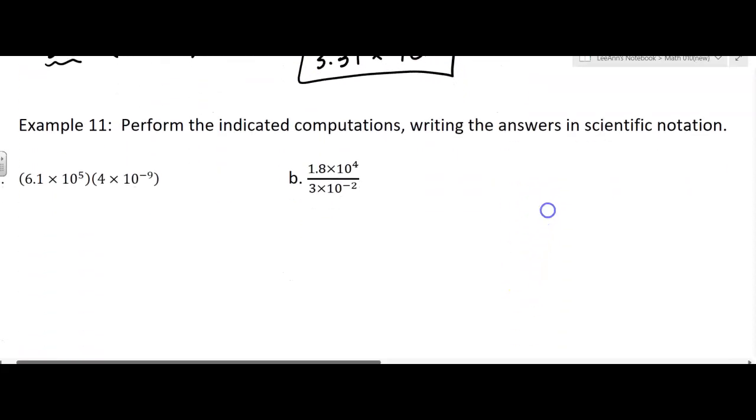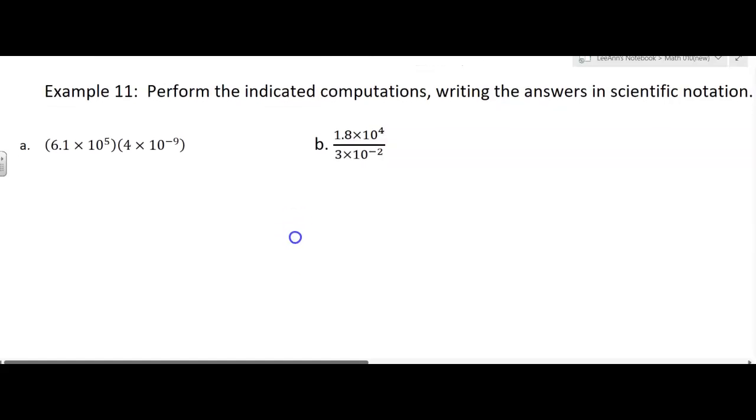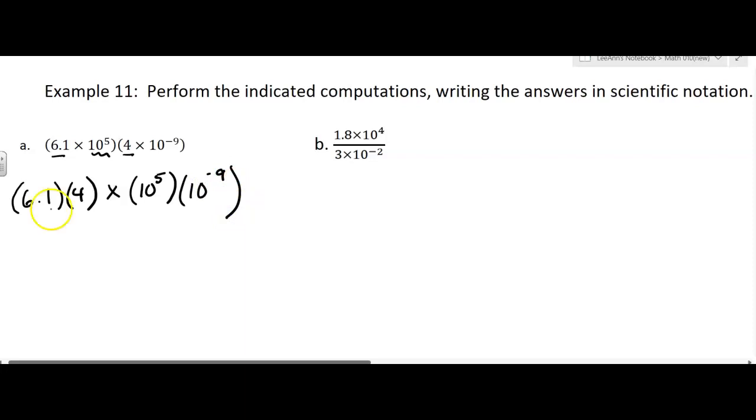So now we're going to do something similar for these problems here. Perform the indicated computations writing the answers in scientific notation. Now sometimes things happen with these problems. We're going to start out with what we were doing a minute ago. We're going to take the 6.1 and the 4, and we want to multiply that. 6.1 times 4, I could write it like that. Times, and then the powers, 10 to the 5th, times 10 to the negative 9th. I've written it a little bit different than on the last problem, but it's the same thing. Now I have to know what 6.1 times 4 is. 24.4. I could get a calculator and do that.